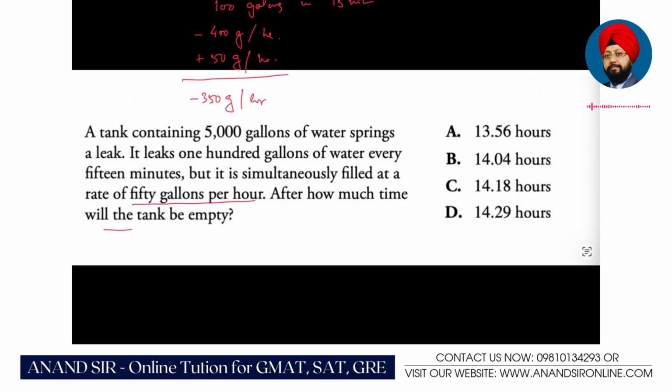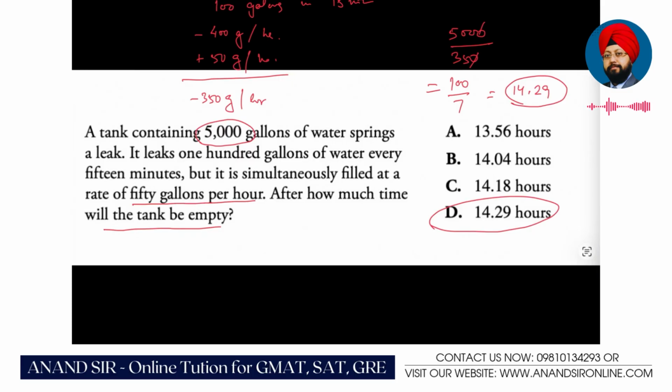After how much time will the tank be empty? How much was there initially? 5,000. So I simply divide 5,000 by 350. I get 5 times 100 over 5 times 7, so that is around 100 divided by 7. 7 times 14 is 98. We get 2 and we get 20. Then 7 times 3. So around 14.29 hours. Option number D.